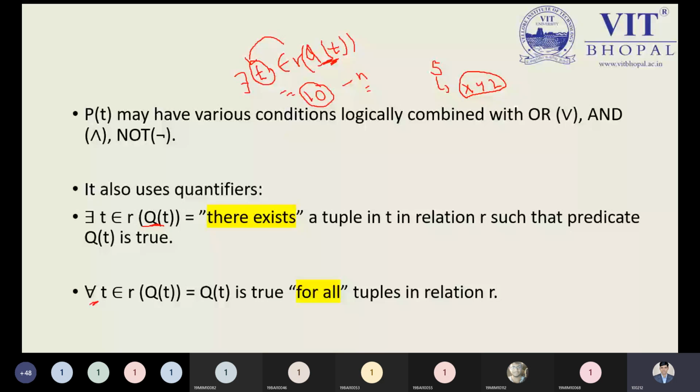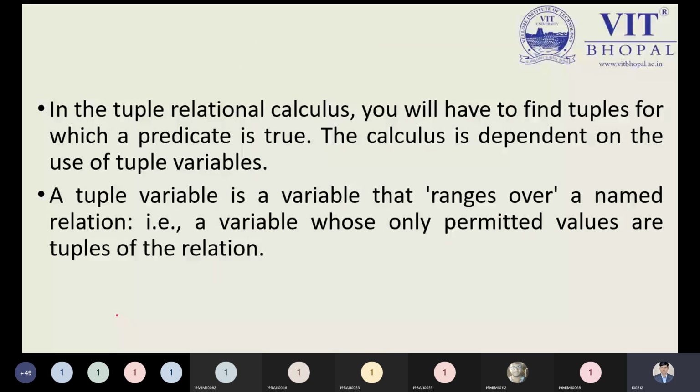Yes, sir. Okay. So you have to remember a few things. I am putting down all the statements properly. In the tuple relational calculus, you have to find the tuples for which a predicate is true. So when the condition is true, the predicate is true, and we will get the list of the tuples which match our condition. So the calculus depends on the use of the tuple variable.